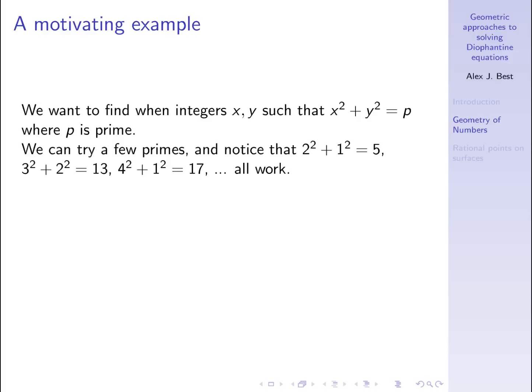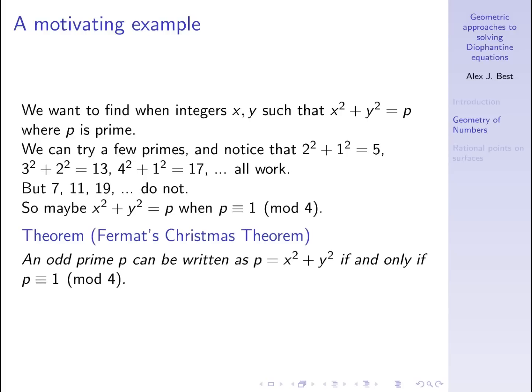Maybe we try 7, and a few others: 7, 11, 19. Well, they don't work. So maybe we try a few more, and we puzzle over this for a minute, and we might eventually see a bit of a pattern emerging: the primes which do work all have remainder 1 when divided by 4, and the primes which don't work all have remainder 3 when divided by 4. There are no primes with remainder 0, because then it would be divisible by 4, and there's only one prime with remainder 2, so we don't worry about that. So maybe this is only true when p is congruent to 1 mod 4, to use the congruence notation.